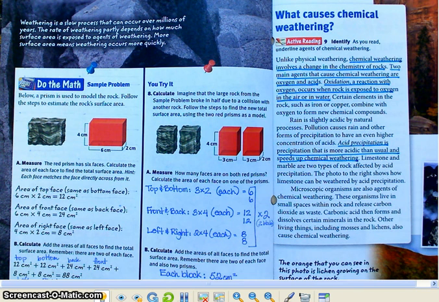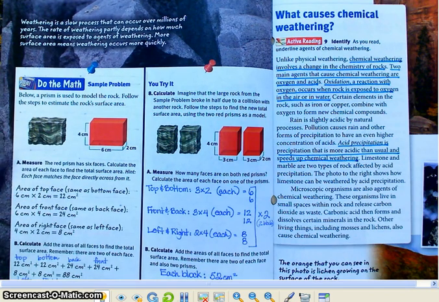Okay? If you have a lot of exposed surface area, then you have a lot of places where weathering can occur. And if you have only a little bit of surface area exposed, then weathering is going to occur more slowly because it can only occur where the surface of that rock is exposed. So, for instance, they're making a comparison.